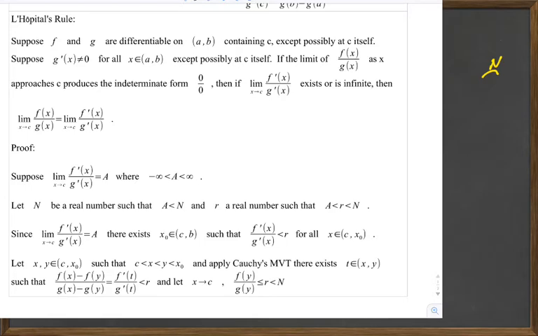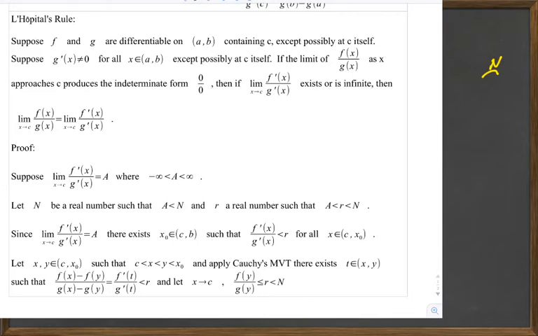So we're going to suppose that f and g are differentiable on the open interval (a, b) containing c, except possibly at c itself. Suppose that g prime of x is not equal to 0 for all x in (a, b), except possibly at c itself. If the limit of f of x over g of x as x approaches c produces the indeterminate form 0 over 0, then if the limit as x approaches c of f prime of x over g prime of x exists or is infinite, then the limit as x approaches c of f of x over g of x is equal to the limit as x approaches c of f prime of x over g prime of x. That's your L'Hopital's rule right there.